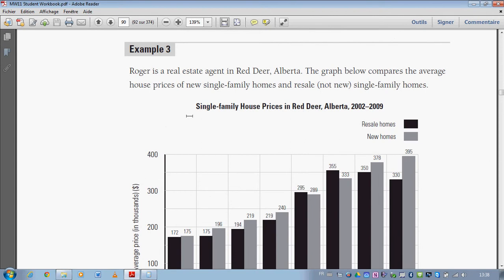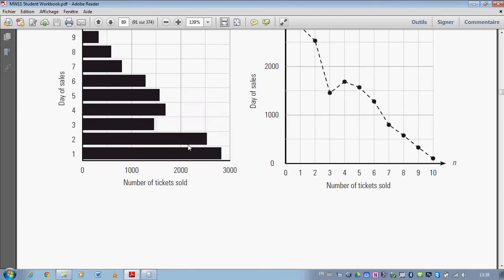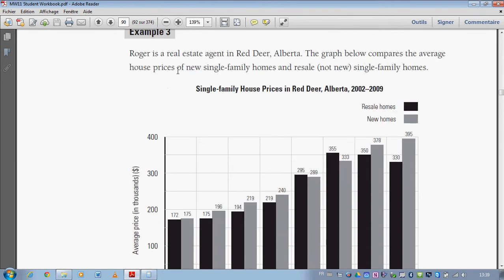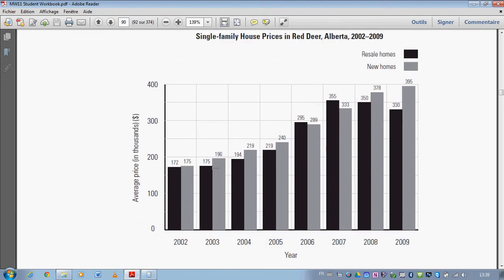And example 3. So this is a double bar graph. The example tells you, Roger is a real estate agent in Red Deer, Alberta. The graph below compares the average house price of new single-family homes, so new homes, to resale homes. So you've got 2 bars per year. You've got your independent variable down here, your dependent variable over here, and you've got the title.